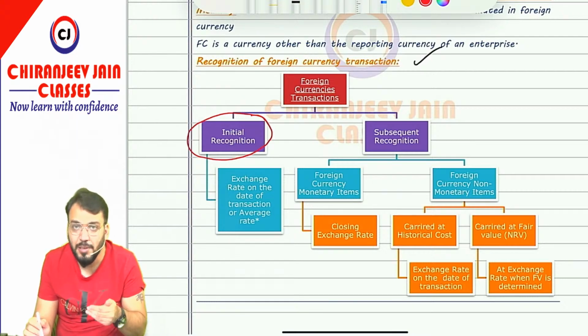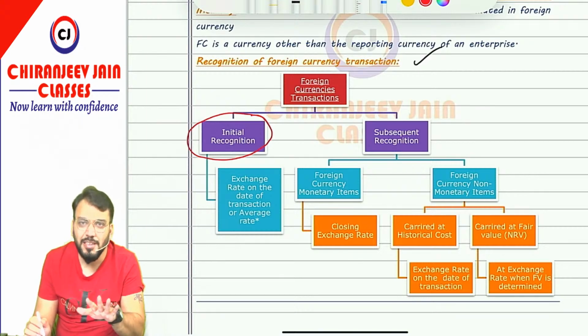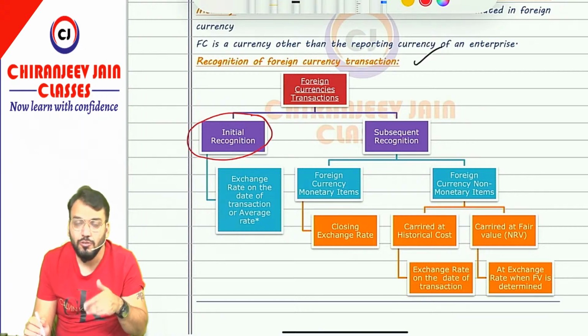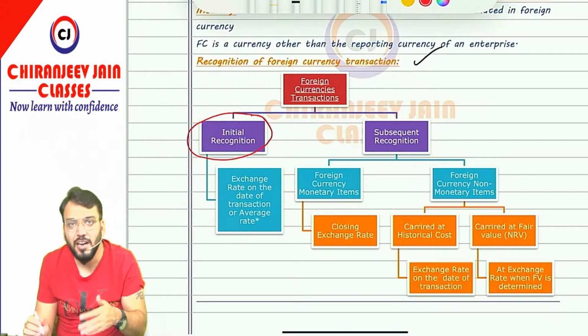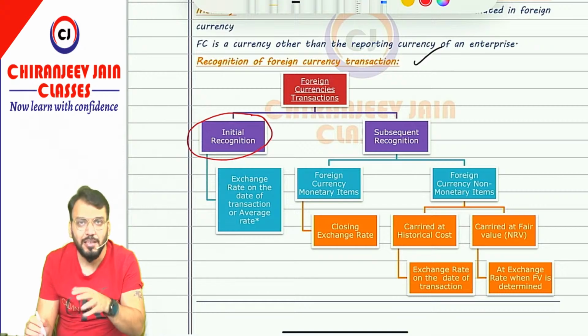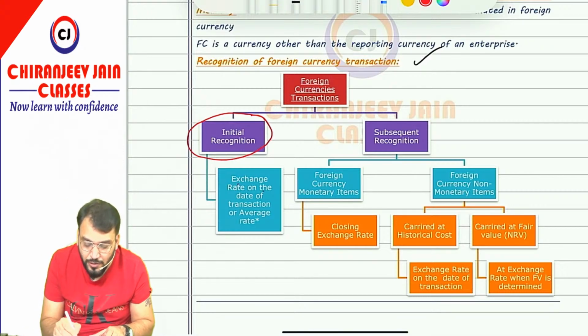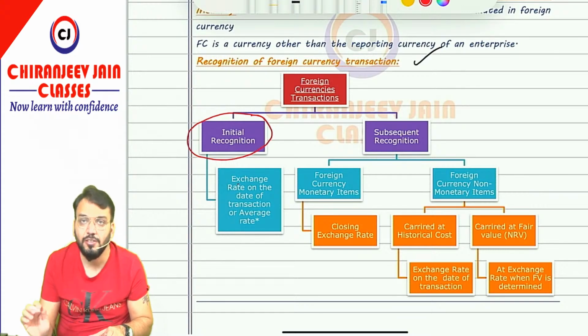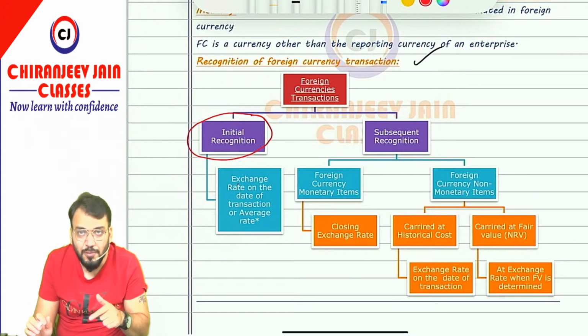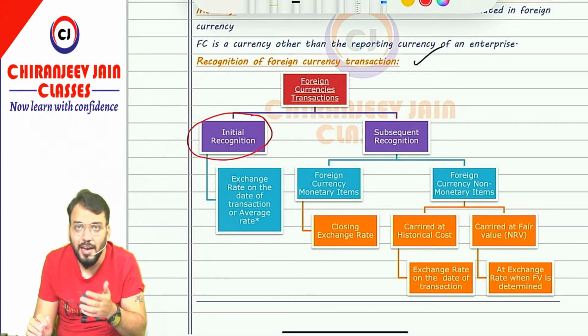will be done based on the transaction rate, exchange rate or average rate, as per the information given in the question. Normally for a particular question, the transaction rate, exchange rate might be given or the average rate might be given. Whatever is given, we will apply that. Got this point? So the exchange rate on the date of transaction or the average rate. So that initial recognition will be done at which rate? Transaction rate, exchange rate or average rate.